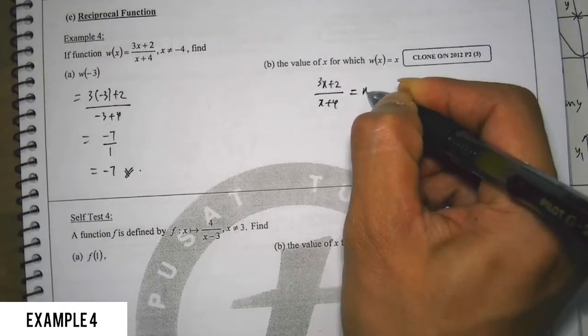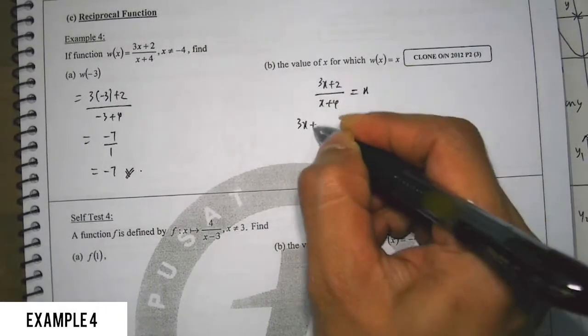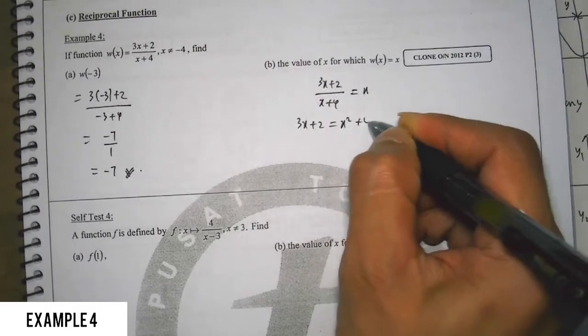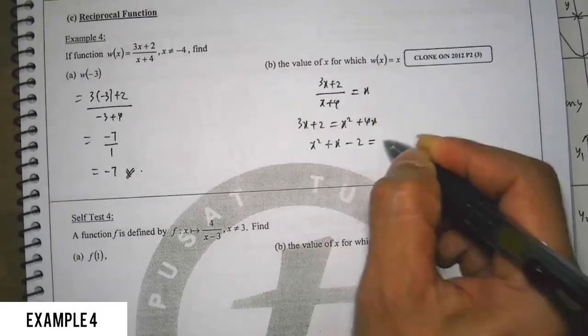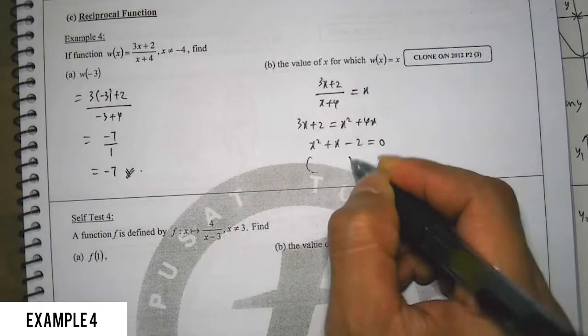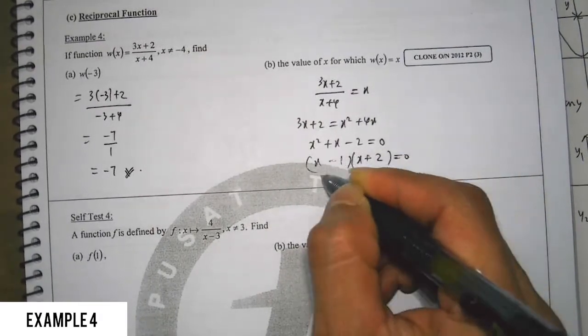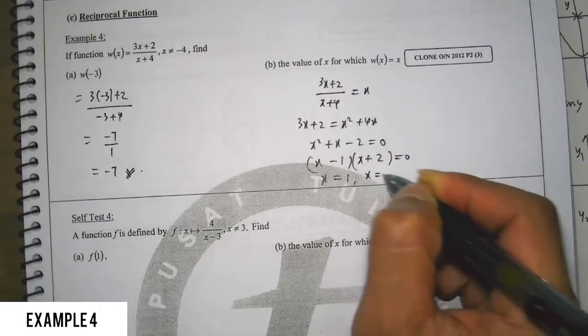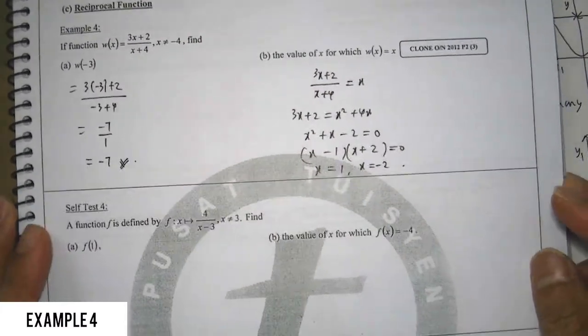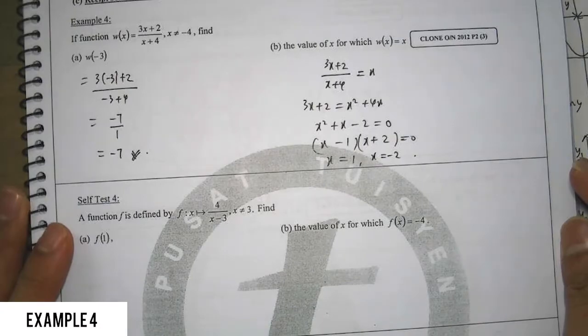The result is x. So I can multiply over. This is x squared plus 4x, bring over, 2 is 0. Then you double bracket factorize it. My x is either 1 or -2. Okay? Yes?